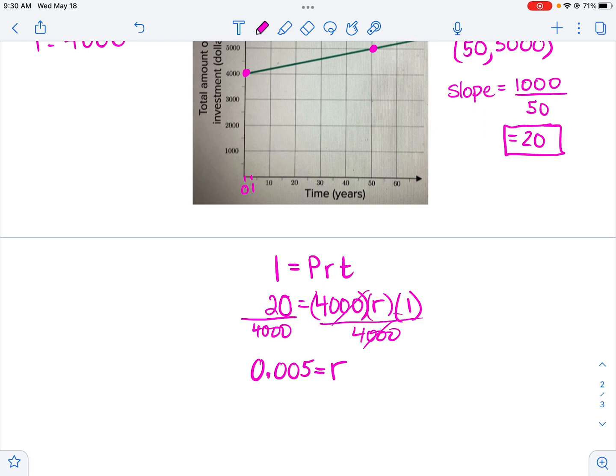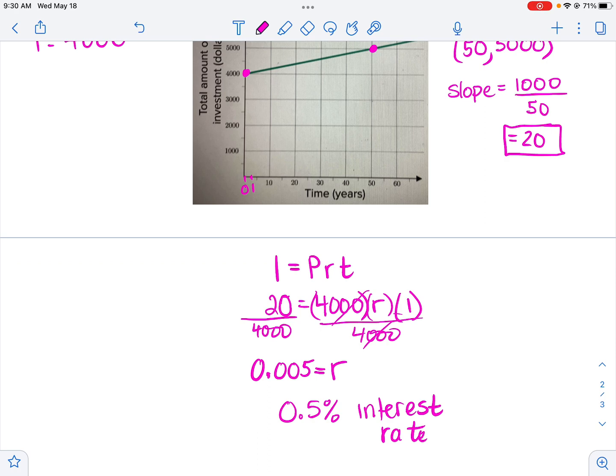And then if I want to convert that to a percent, I can times it by 100. Or just move the decimal 2 places to the right. So I can see that my interest rate is 0.5%. That's a small interest rate.